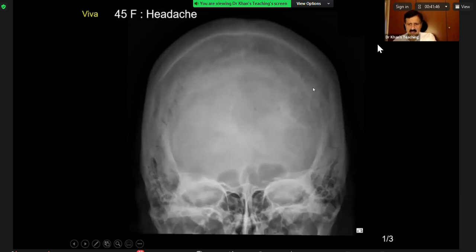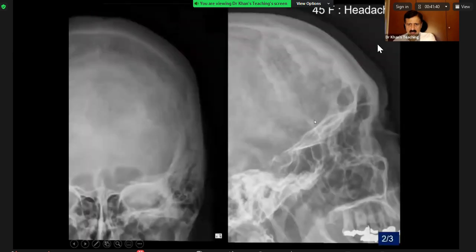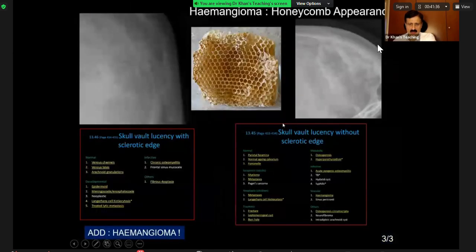Okay. Another case is this one. And again, you can see this honeycomb appearance, which is visible here, and a bit of sclerosis. And honeycomb appearance is a classical case of hemangiomas. Please remember that many of the cases are not classical. But if you see a honeycomb appearance, call it hemangioma.